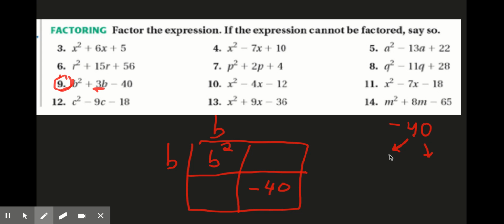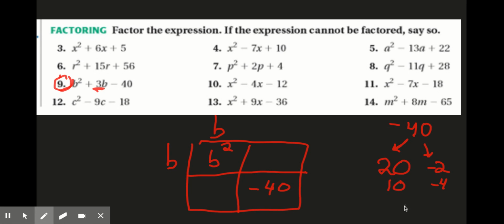So I must be multiplying a positive times a negative, and I need the positive number to be bigger. So is it possible that I could do negative 20 and positive 2? Sure, but I want a positive number when I combine these for my middle term, so I'm not even going to bother wasting my time writing it. What I mean by that is like 10 times negative 4. I don't need to worry about negative 10 and positive 4 because that would get me a negative number. That one's not going to work though.